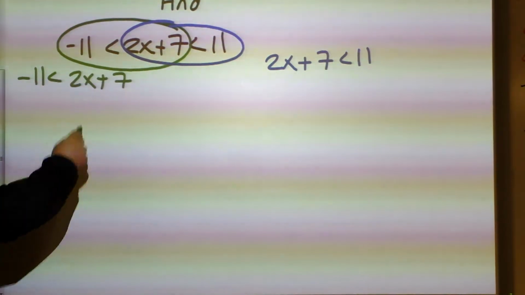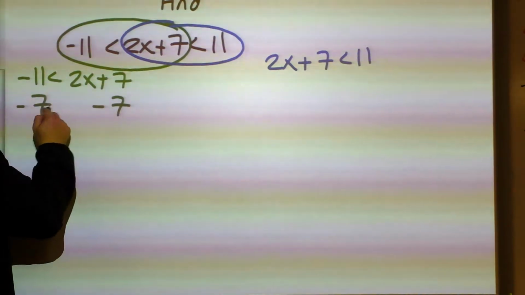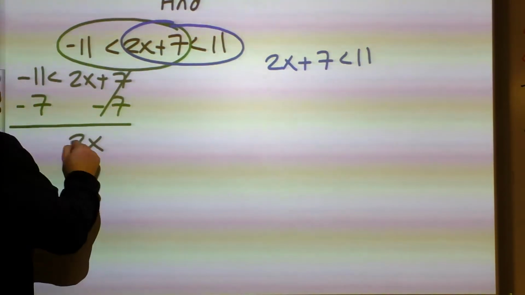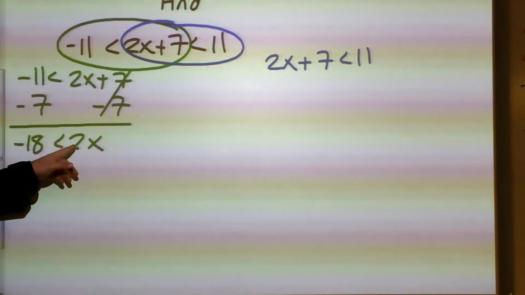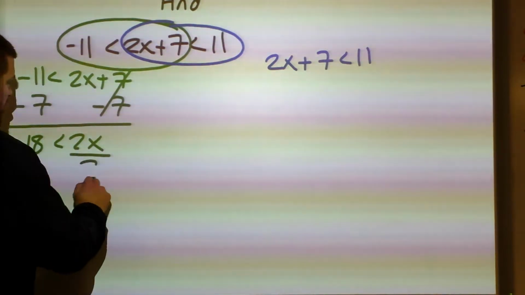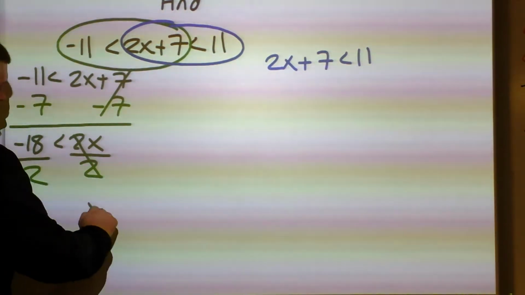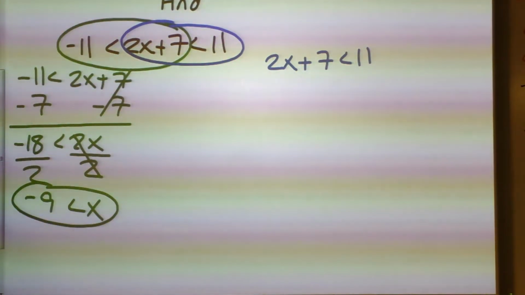So our first step to solve the green inequality is to subtract 7 from both sides. So we have 2x is bigger than negative 18. Then we need to divide by 2 on both sides to get x by itself. So x is bigger than negative 9. That's our first inequality.